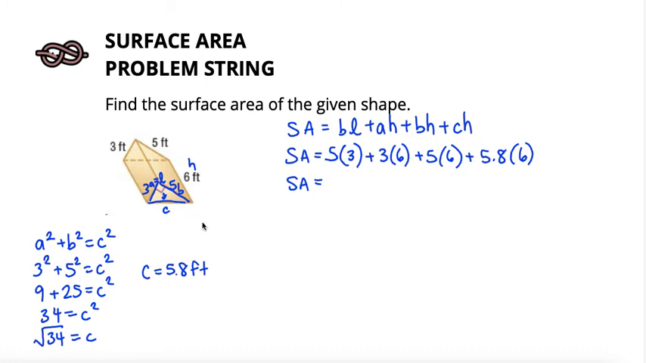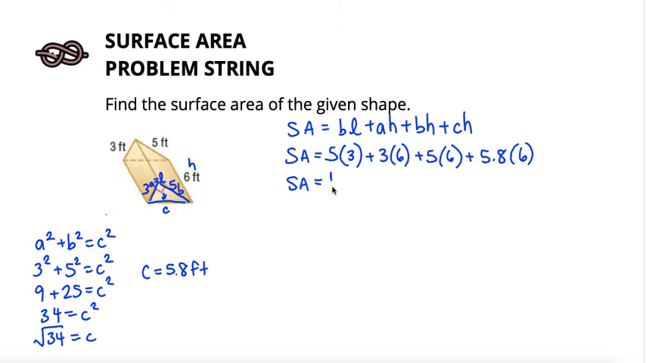So I'm figuring out the area of the two triangle sides. Remember that the area of a triangle is base times height divided by 2, but because I have 2 of them, I don't need to divide by 2. That's where the 5 times 3 comes from. And then I think about the area of each of those 3 rectangles. So 6 times 3, 6 times 5, and 6 times 5.8.